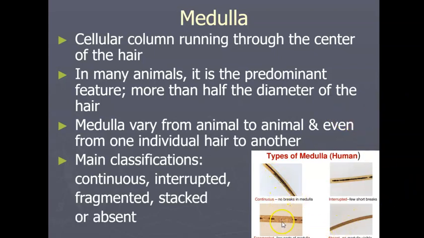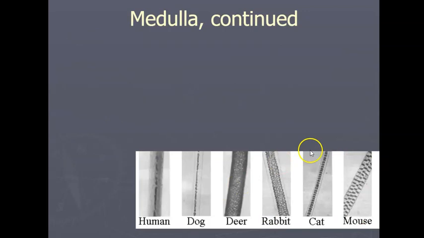So you can see some pictures here. Continuous is just a straight line. There are no breaks in it. Interrupted are going to be a few short breaks. You can see a couple here and here. Fragmented are going to be smaller pieces, so more break than actual medulla. Absent is not there at all, and I think I've stacked maybe on the next slide.